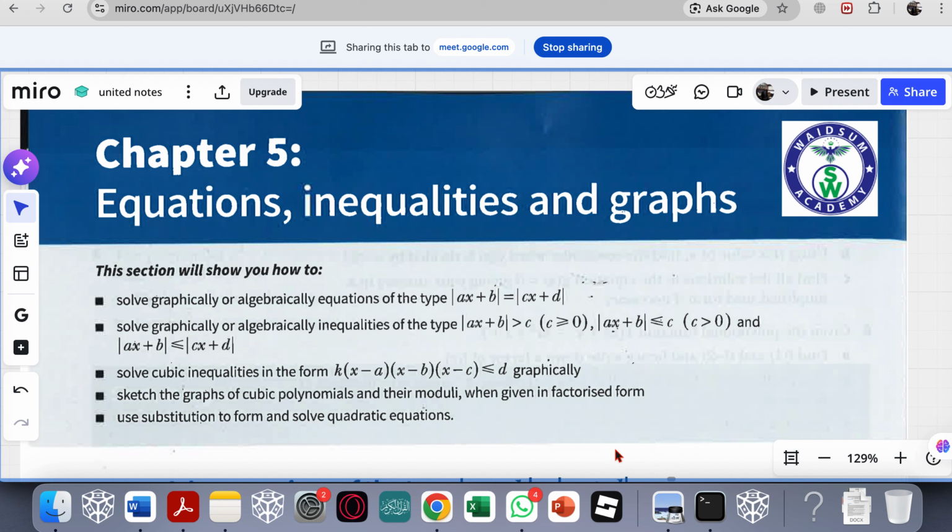Looking at chapter Additional Mathematics, chapter 5, Equations, Inequalities, and Graphs. Okay, without much ado, let's begin. Now, let's take a look at which type of equation we're looking at today.